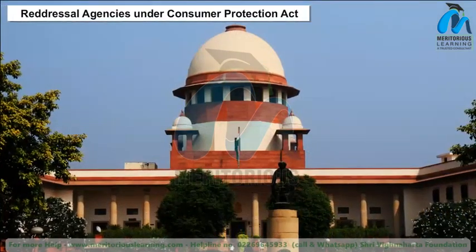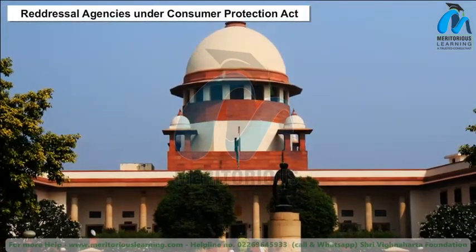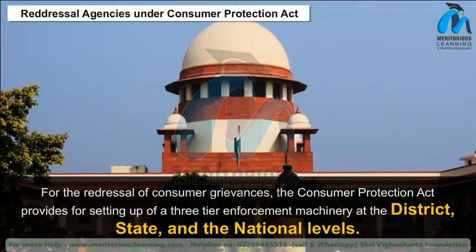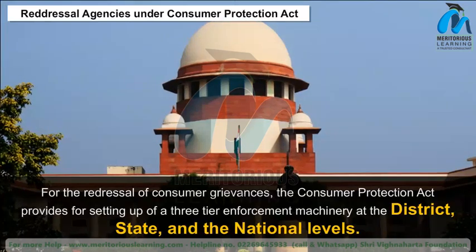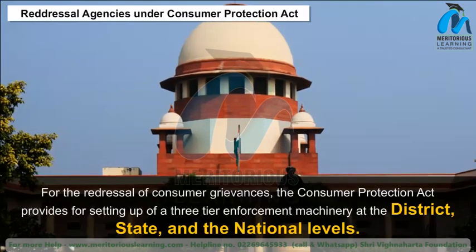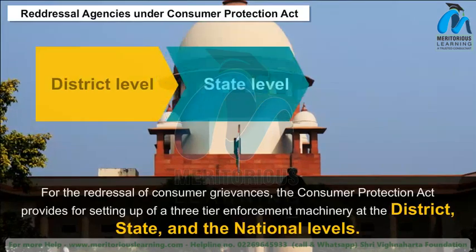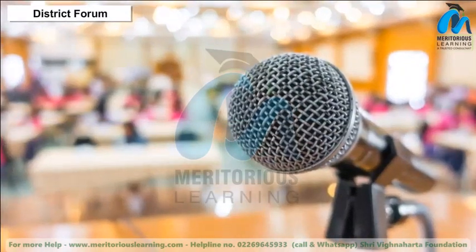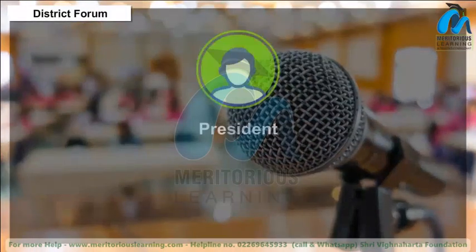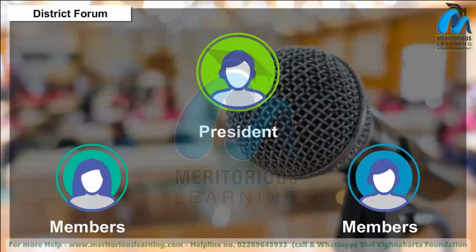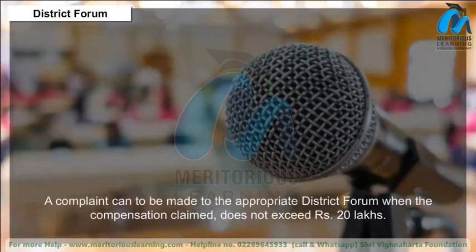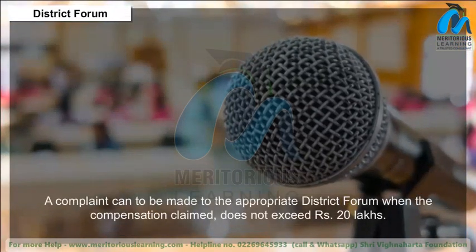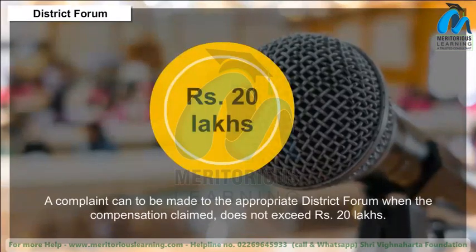Redressal agencies under Consumer Protection Act. For the redressal of consumer grievances, the Consumer Protection Act provides for setting up of a three-tier enforcement machinery at the district, state, and the national levels. District Forum. The District Forum consists of a president and 2 other members. A complaint can be made to appropriate district forum when the compensation claimed does not exceed Rs 20 lakhs.